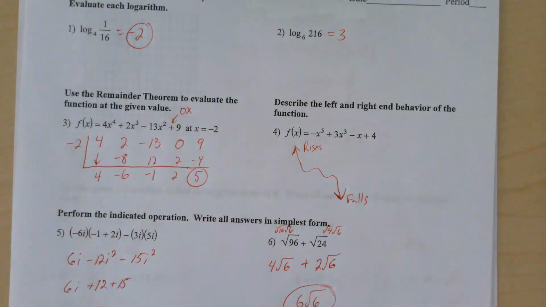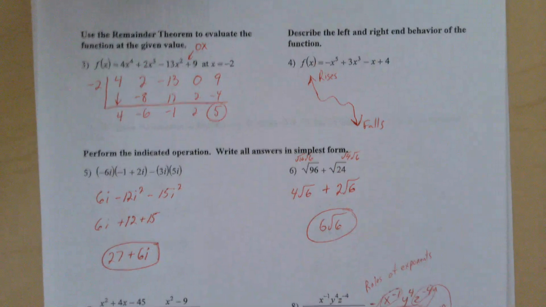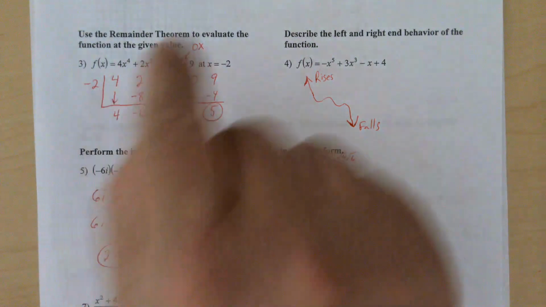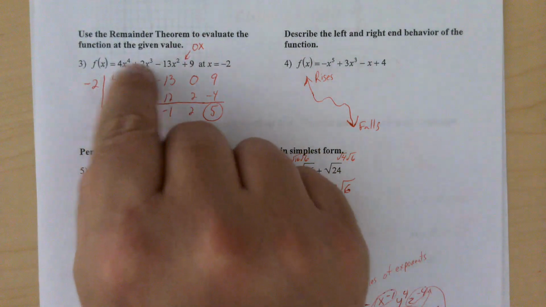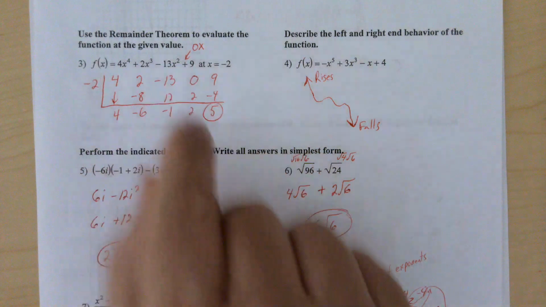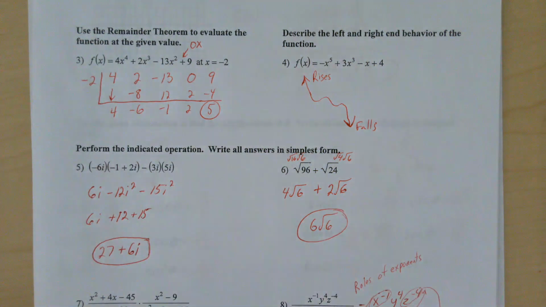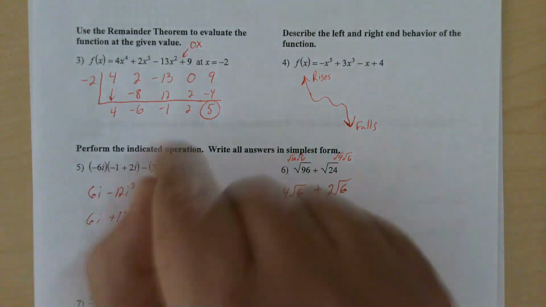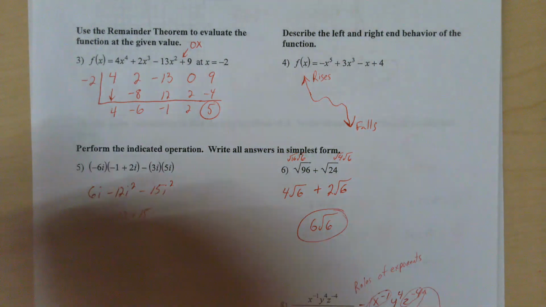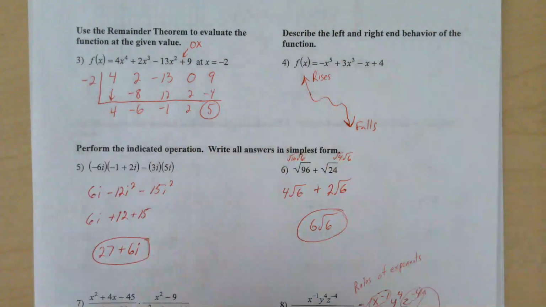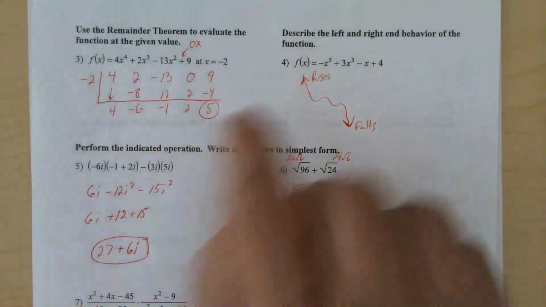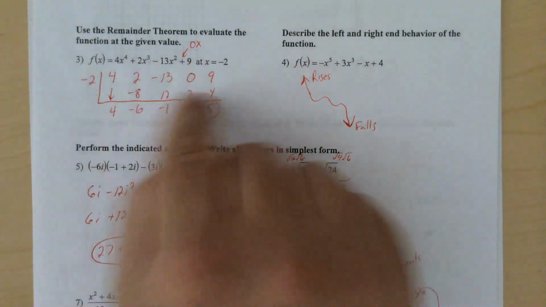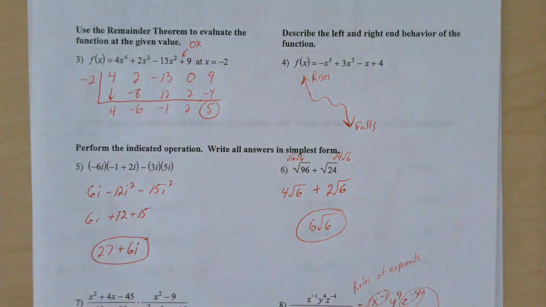Everyone should remember how to do logarithms. We should remember how to do that synthetic substitution. So instead of directly replacing this x with a -2, I know the answer is going to be 5. Whatever the remainder is, that's the answer if you would directly substitute this number. So just go through that and practice the process of synthetic division.